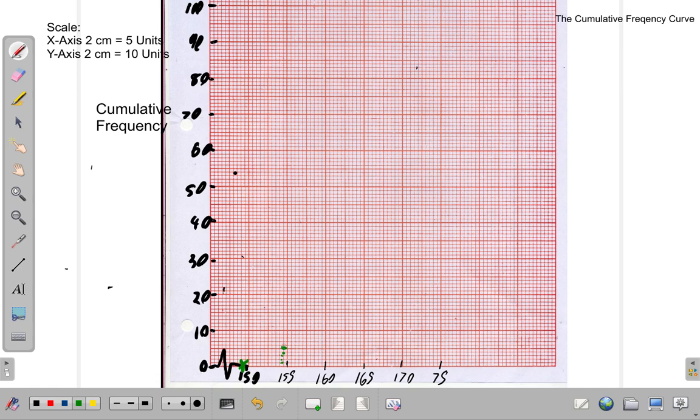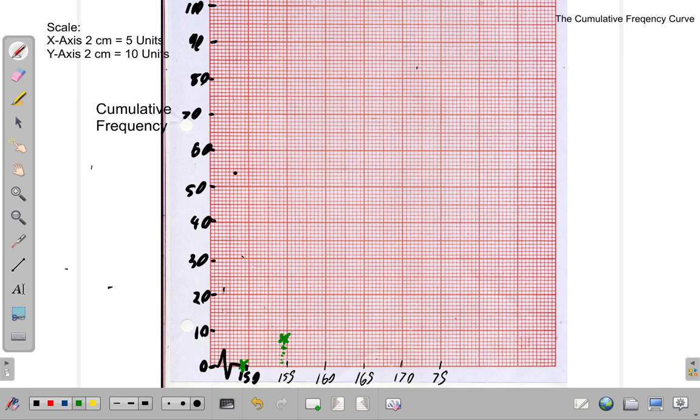Now, continuing up, 6. Another small square means 7. Then the next one means 8. So 8 would be somewhere along here. Alright? So you accurately locate 8.